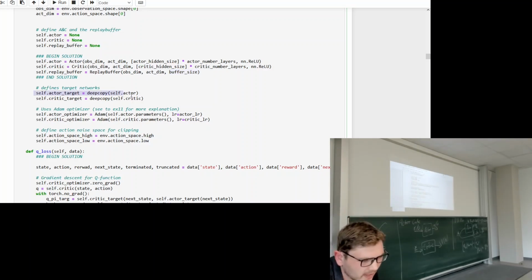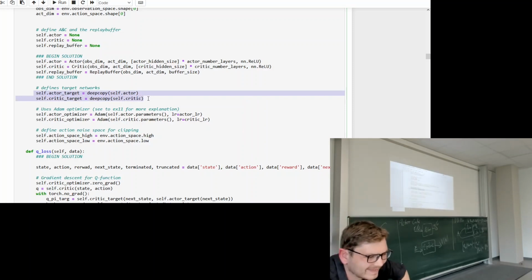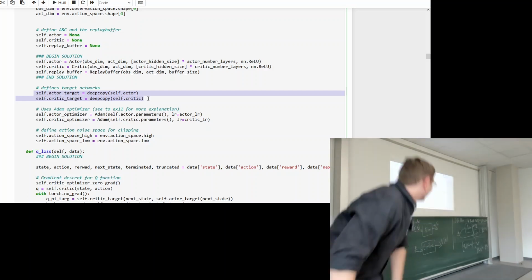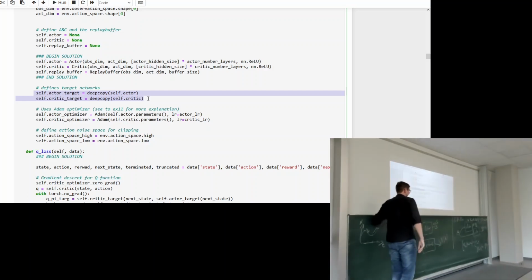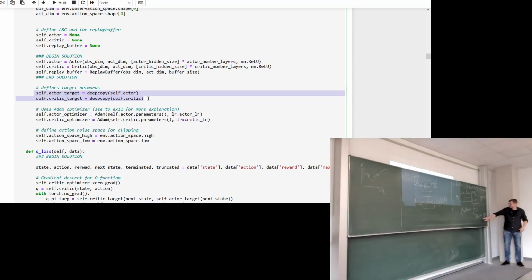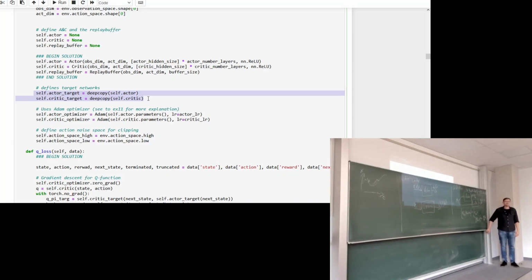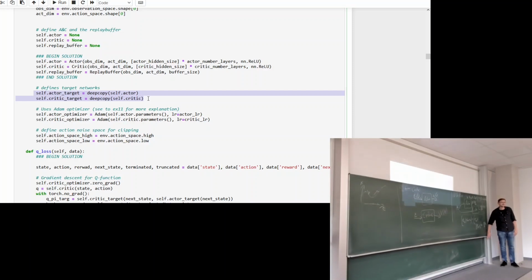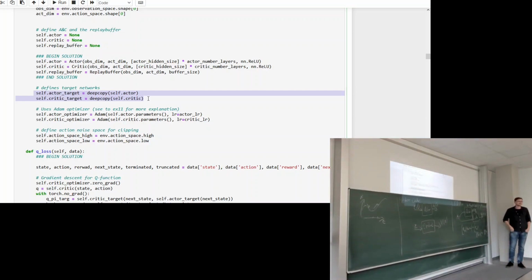And then we are defining these target networks. What are target networks? One second. Just as a small reminder, I had these question marks put on here. These have to do with target networks. So who can tell me why do I want to have target networks and what is their task?